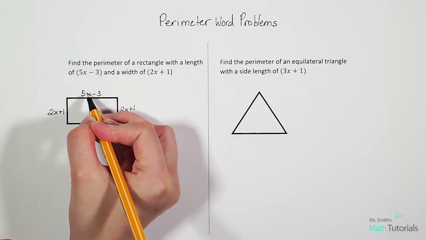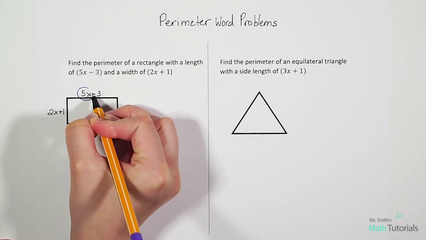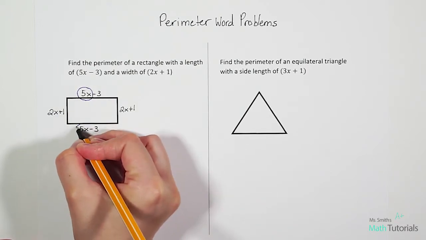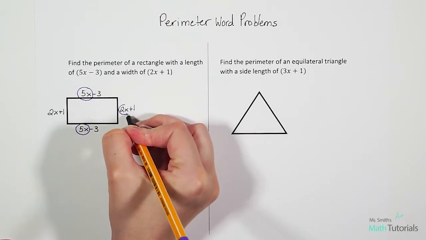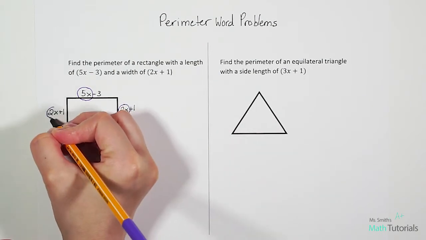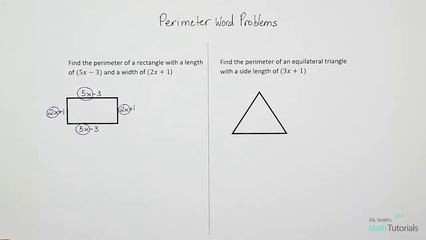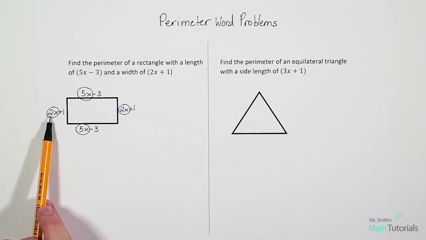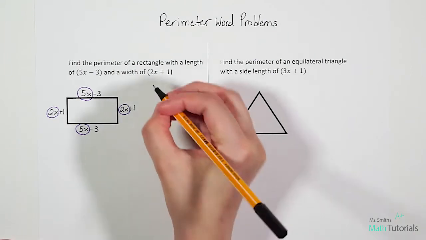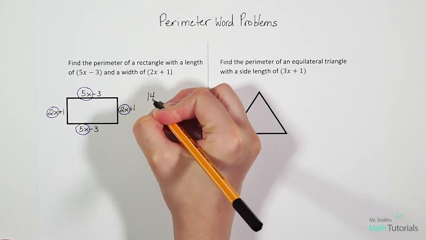So for example, we've got this 5x, right? We've got another 5x. Over here we've got a 2x. And over here we've got a 2x. So let's add up all of the x's. So 5 plus 5, we've got 10, plus 2 would give us 12, plus another 2 gives us 14x. So we've got 14x.